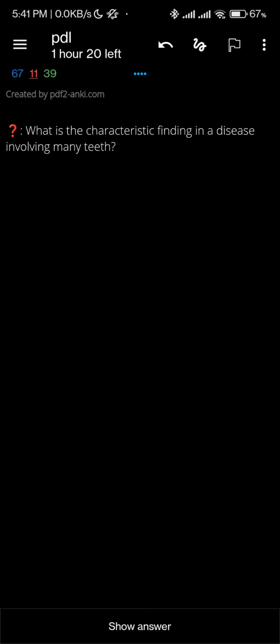So what is the characteristic finding in the disease involving many teeth? Widening of the periodontal ligament involving many teeth. That is scleroderma basically. It is abnormal thickening of the periodontal ligament, seen as uniform widening of the periodontal ligament involving many teeth.